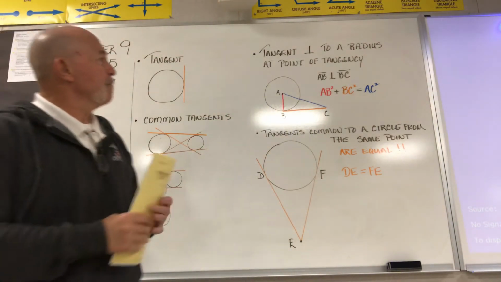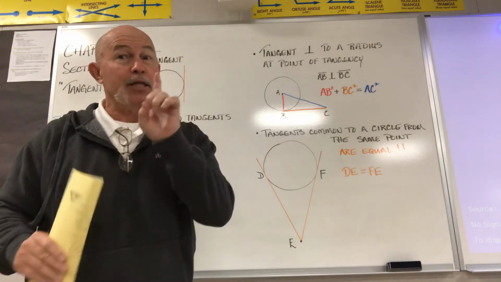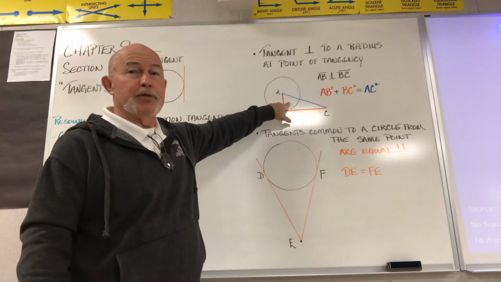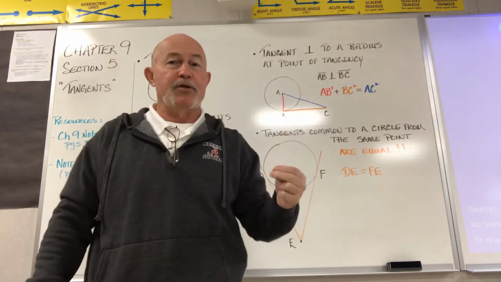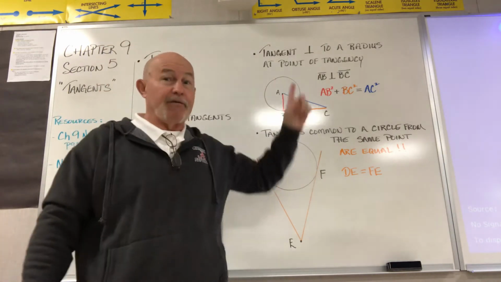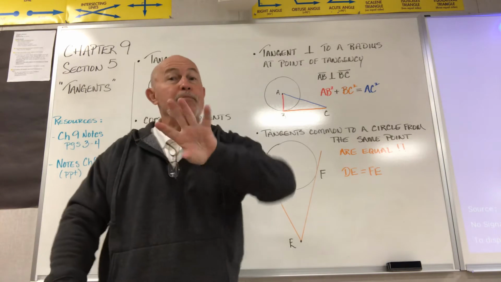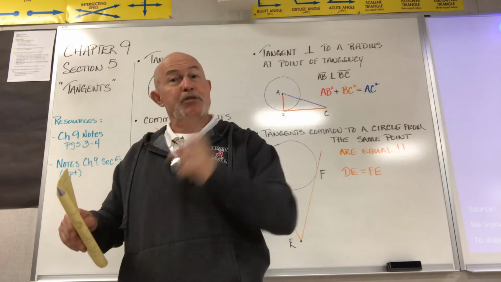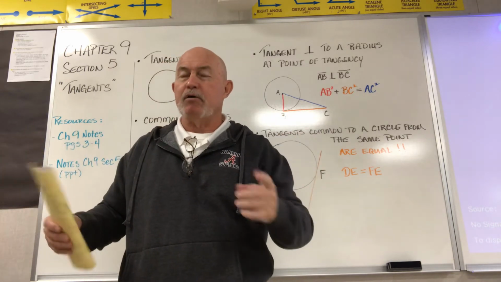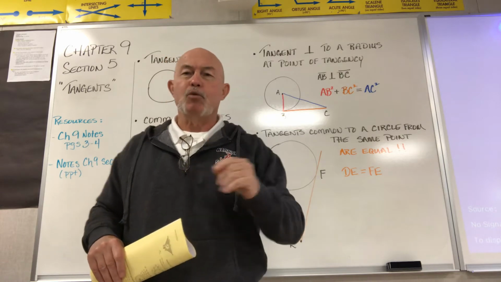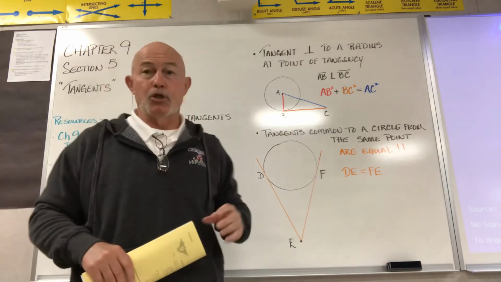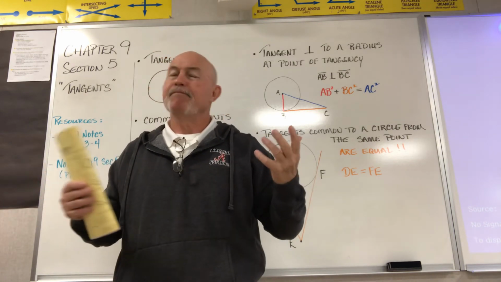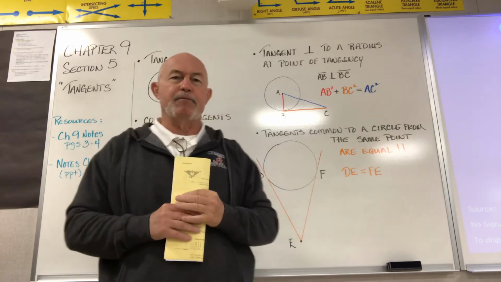When a tangent is perpendicular to a radius at the point of tangency, the Pythagorean theorem will come into play. Not only can we use the Pythagorean theorem to find a missing side of this particular triangle, but remember the converse of the Pythagorean theorem: if a squared plus b squared equals c squared, then it's a right triangle. We can use that to determine whether this is tangent to the radius, because if it does form the right triangle, then it's perpendicular. That's how we're going to check it. We'll have an example of that later.